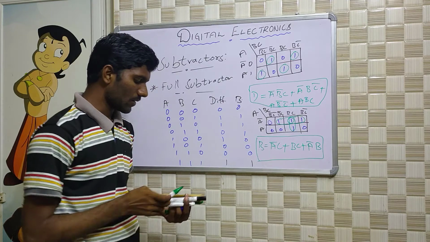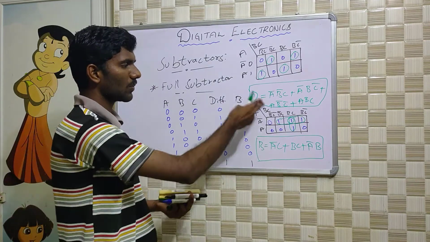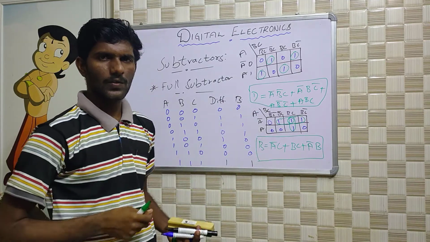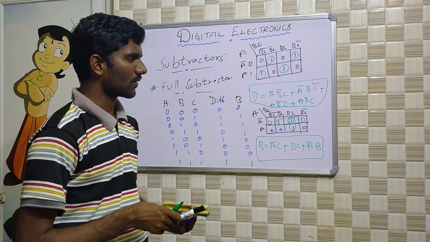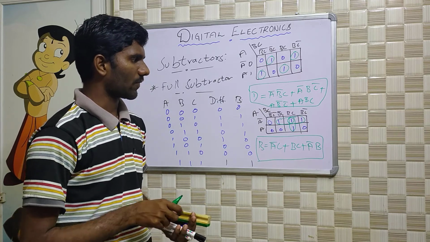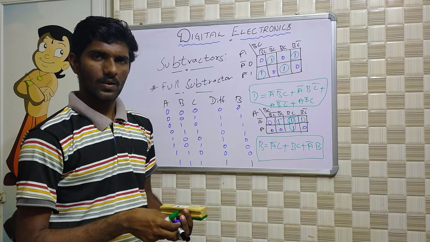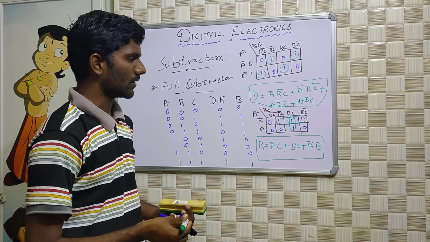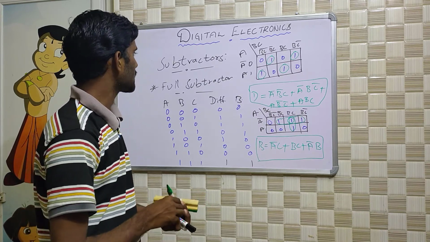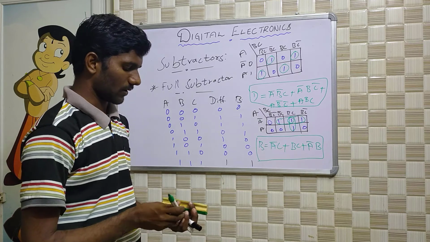So this is full subtractor. We can implement these two equations by using logic gates as we implemented for half subtractor as well as full adders and half adders. So we can implement this full subtractor, right?